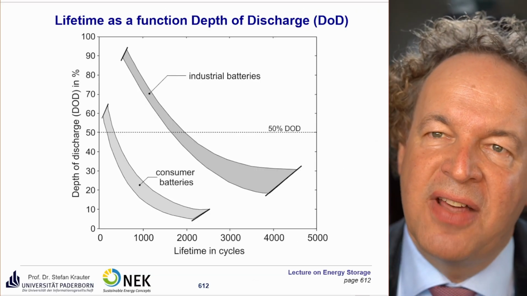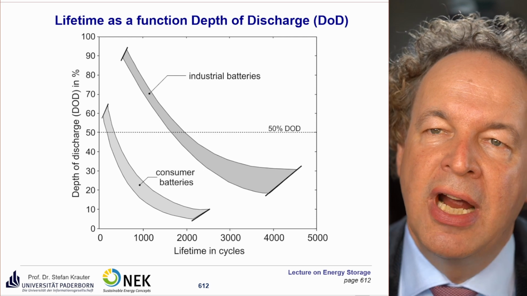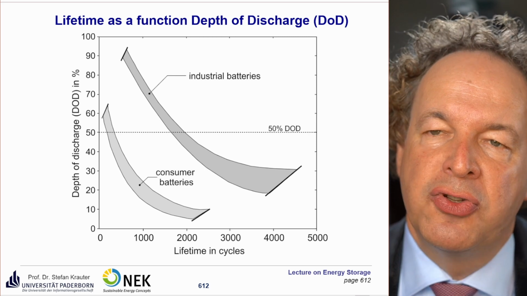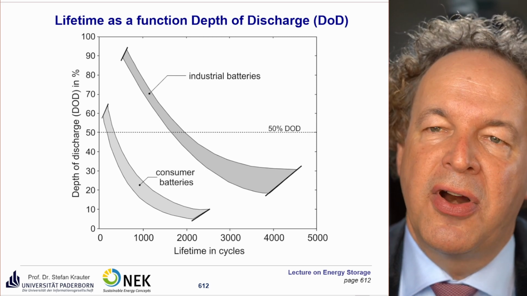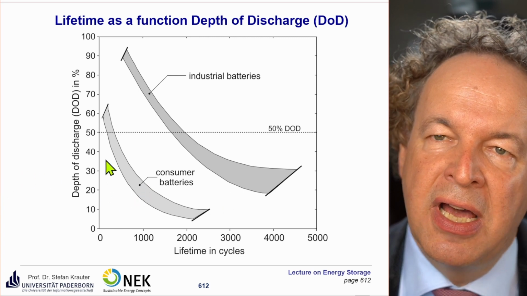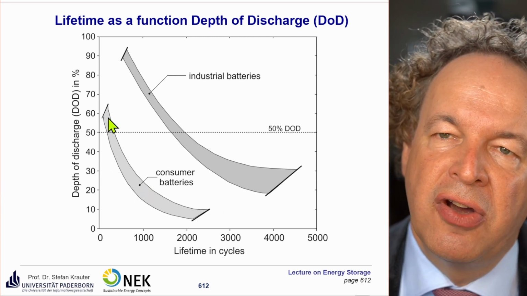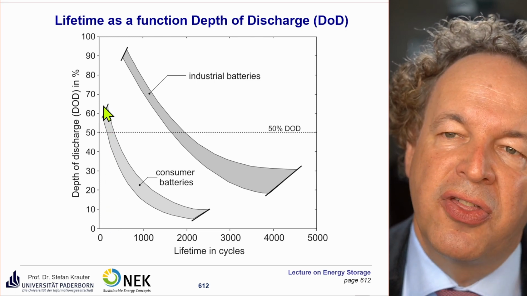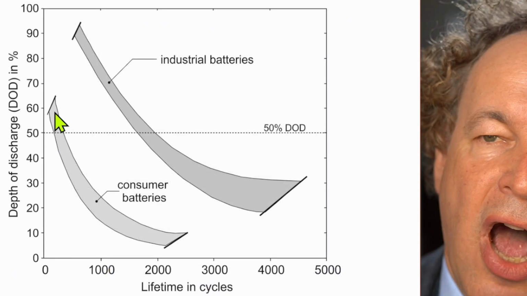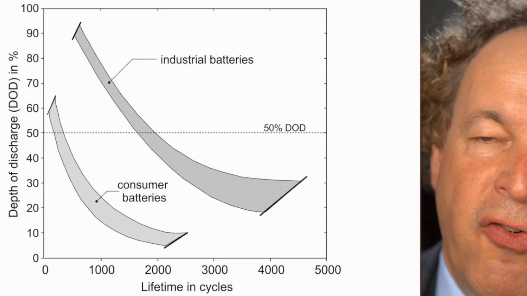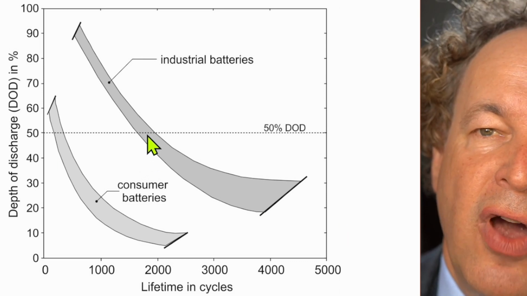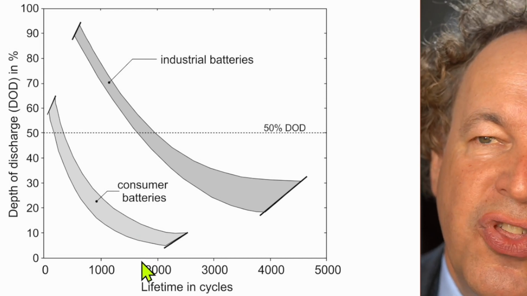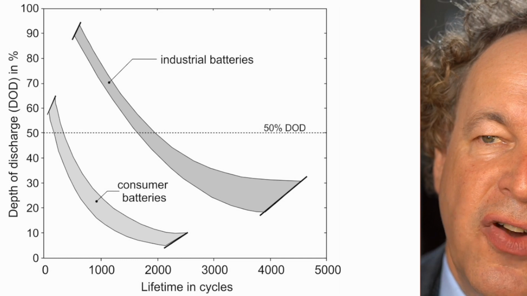Here the lifetime as a function of depth of discharge, or DOD. You see there's a huge difference between industrial batteries and consumer batteries. This is also represented in the very different price. So consumer batteries, if you have a high discharge, for example here 50-60%, lifetime is very short, in the vicinity of 300 full cycles. That means after 1 year they are degraded. For industrial batteries, this looks much better. If you have a depth of discharge of 50%, lifetime is in the vicinity of 2000 cycles, so that's in the vicinity of 6 to 7 years.